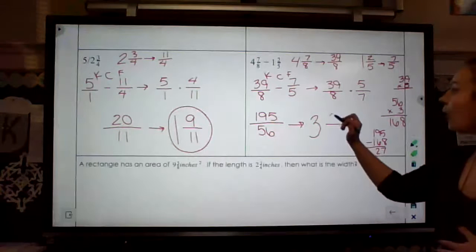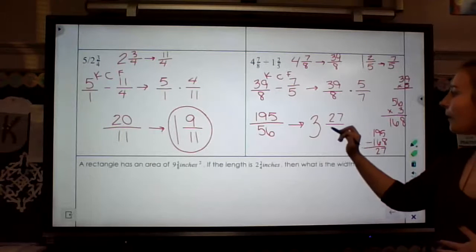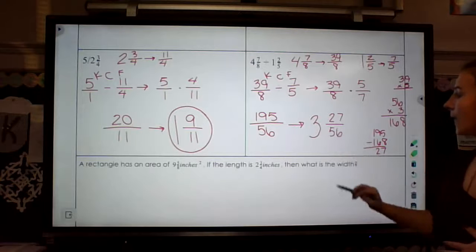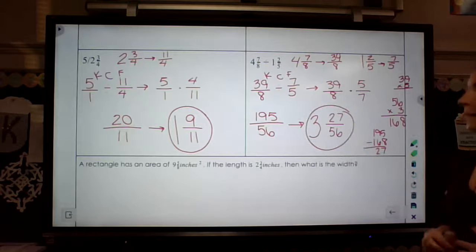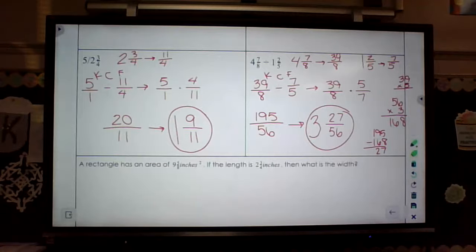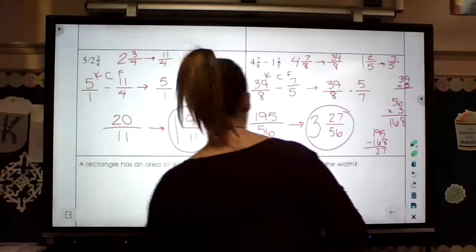Your leftover always goes on top. Your denominator always stays the same. And 27 over 56 cannot be simplified anymore. So that's my final answer, 3 and 27 over 56. If you do not have those two copied down, go ahead and pause, finish copying, and we're going to do the last one here next.